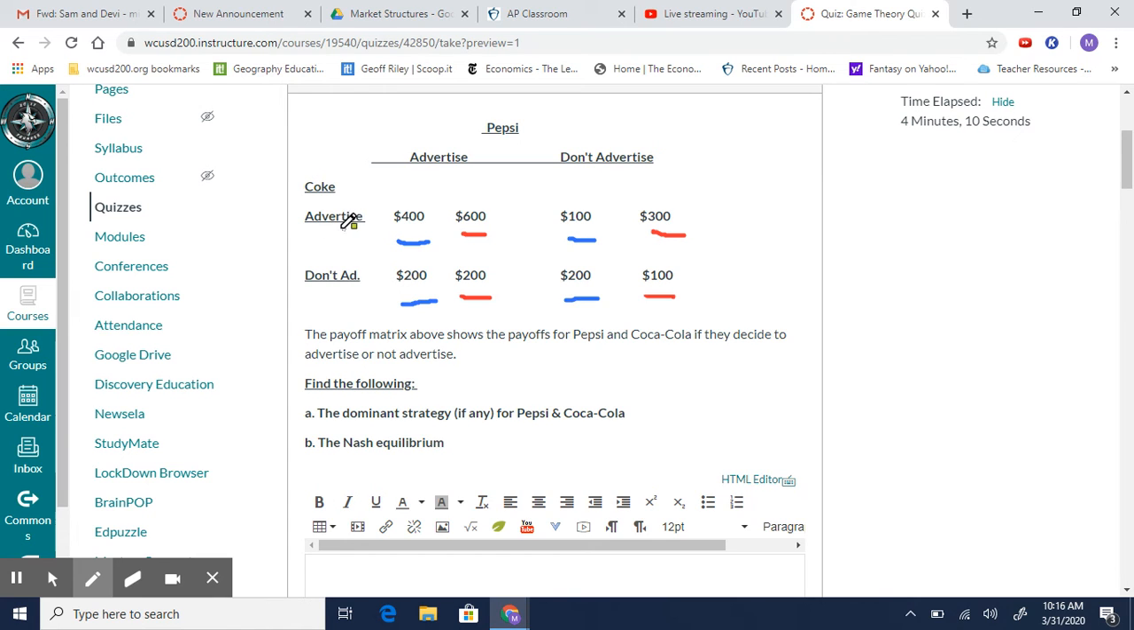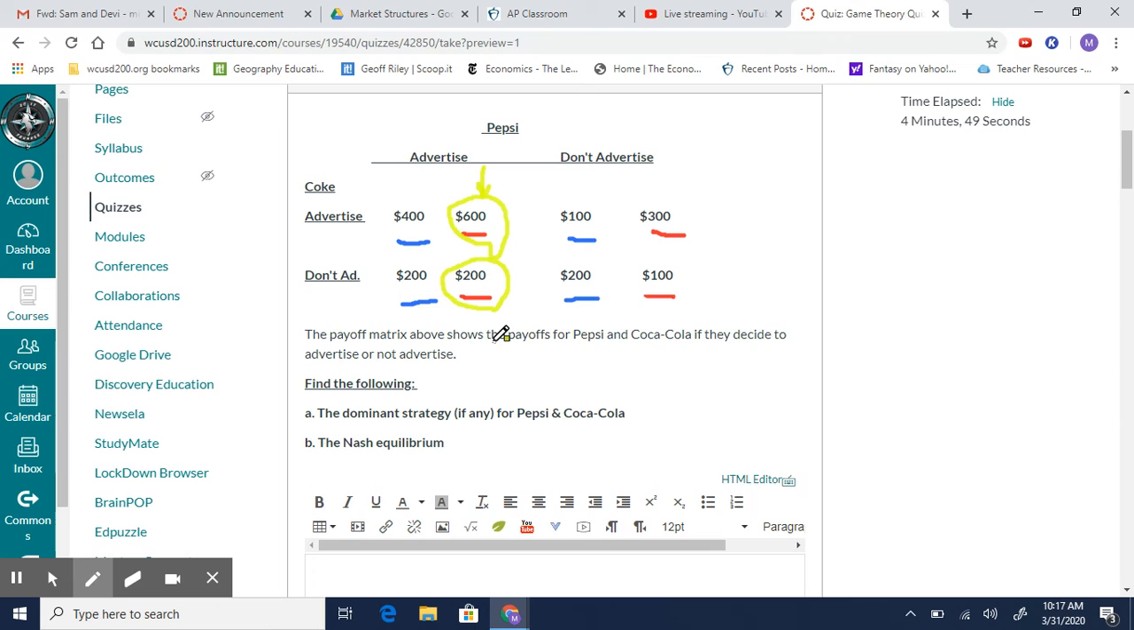If Coca-Cola decides to advertise, Pepsi has 2 choices. They can advertise and make $600 or not advertise and make $300. Well, Pepsi is going to advertise. If Coca-Cola decided not to advertise, Pepsi has 2 choices. They can advertise and make $200 or not advertise and make $100. They're going to advertise. So right there, if you have 2 circles in a column, you have a dominant strategy. So right now we have identified the dominant strategy for Pepsi.